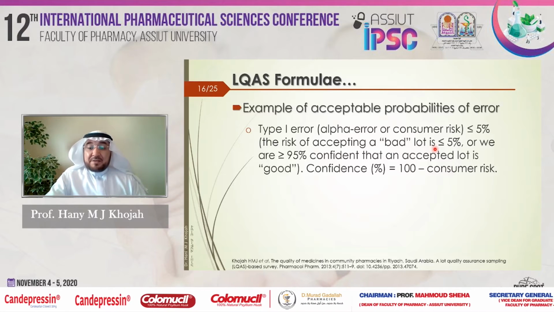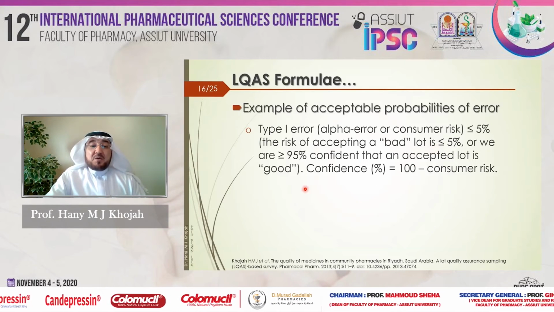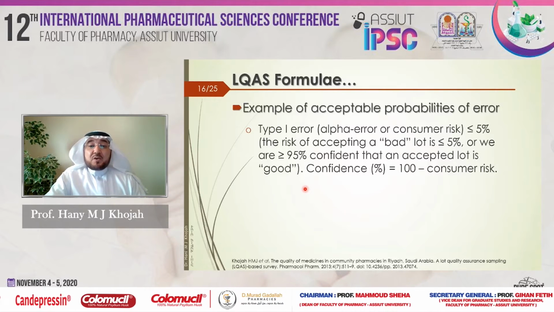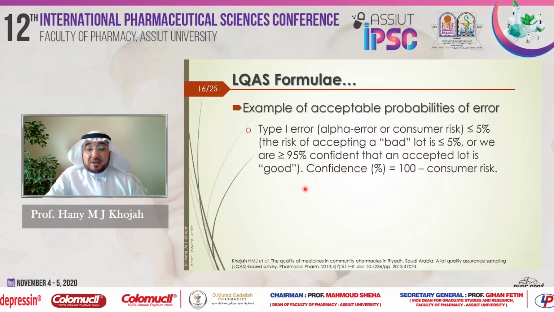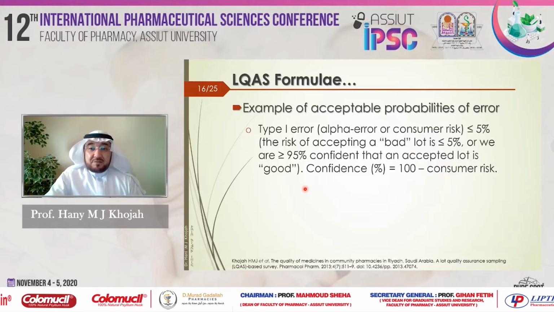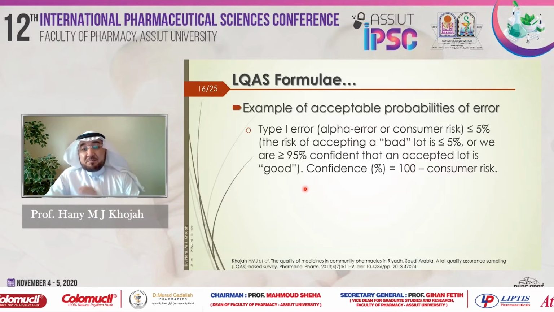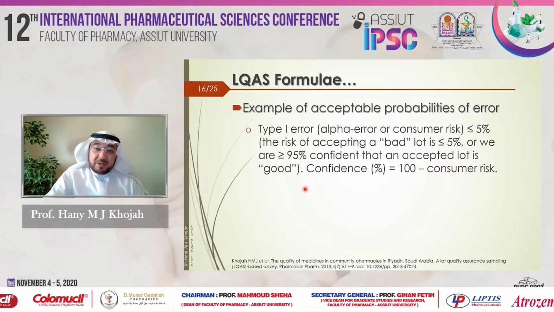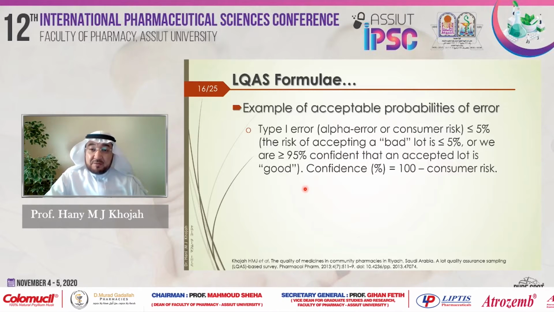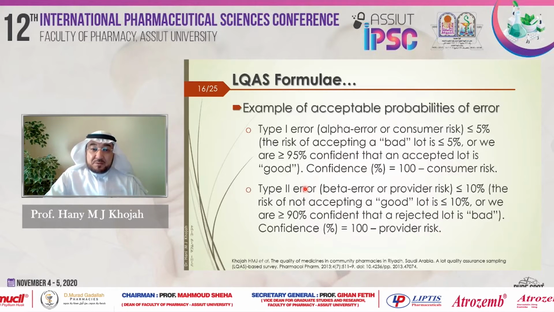Or we can say, on the other hand, statistically, that we are more than or equal to 95% confident that an accepted lot is a good lot. When you use 5%, it means a bad lot. 95% is a good lot. And we can calculate the confidence this way.